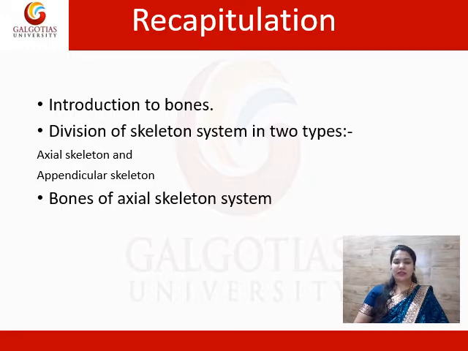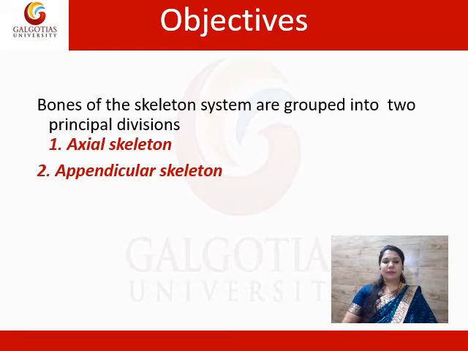So let's start with today's class. The objective of today's class is to study the bones of the skeleton system, which is grouped in two principal divisions, the axial skeleton and the appendicular skeleton. In today's class, we will discuss the bones in the appendicular skeleton.